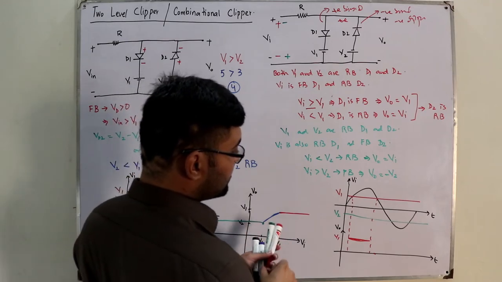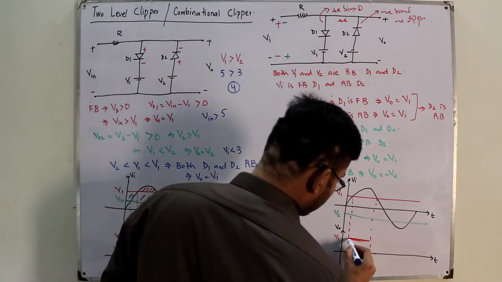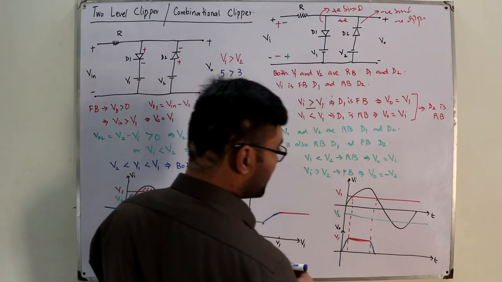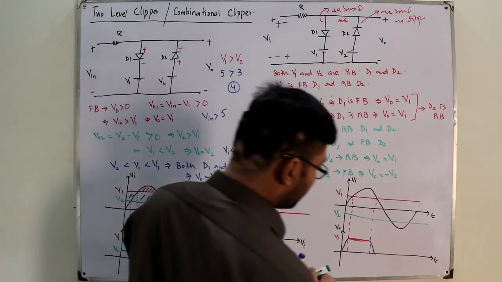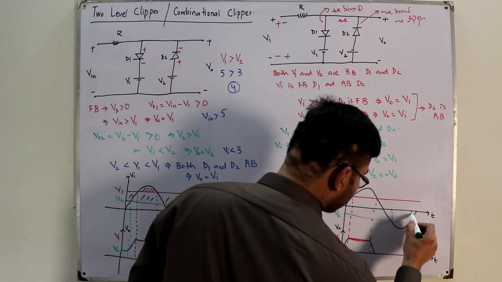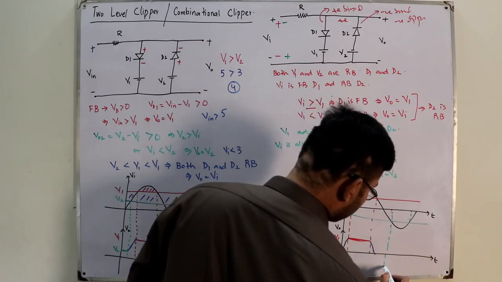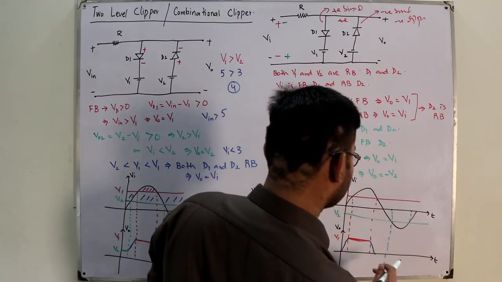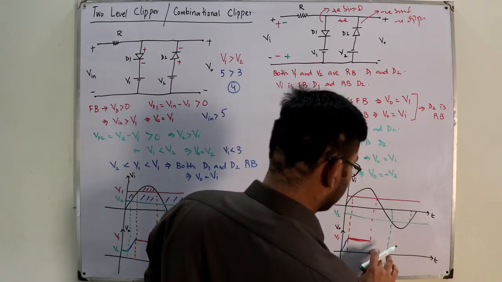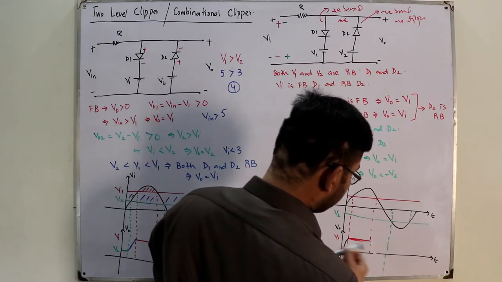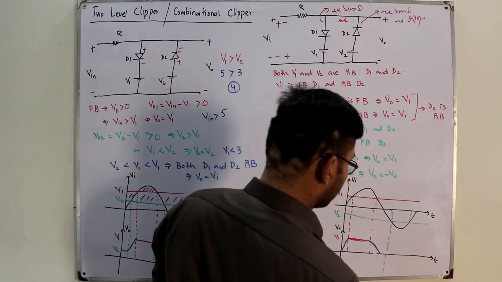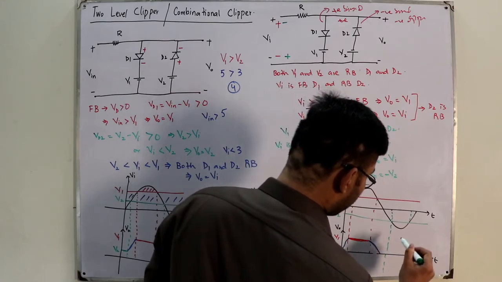So this was for the positive cycle, T by 2, right? Now, for the negative cycle, let me drop down these points. Wait. Let me make it a little over here. Right? Yes. So now that would be fine.